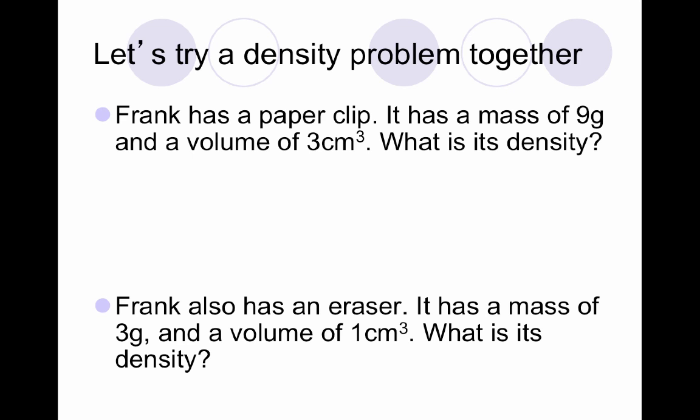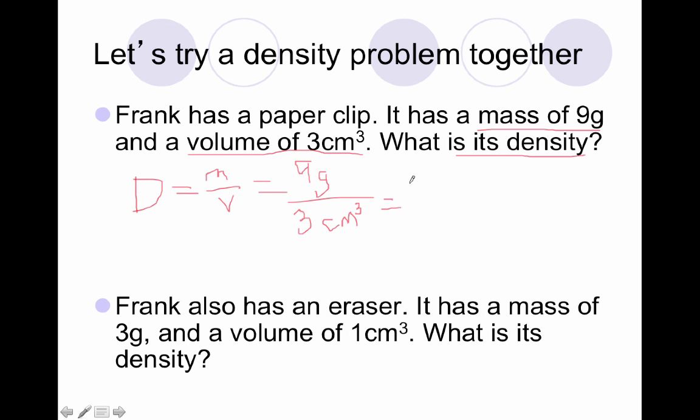Let's try a problem together. Frank has a paper clip and it has a mass of 9 grams. We're going to underline our knowns. It has a volume of 3 centimeters cubed, and it wants to know what is the density. We know from our formula, density equals mass divided by volume. We can plug in our numbers: a mass of 9 grams divided by a volume of 3 centimeters cubed. Nine divided by 3 is 3, and we get to keep our units here, grams per centimeter cubed.